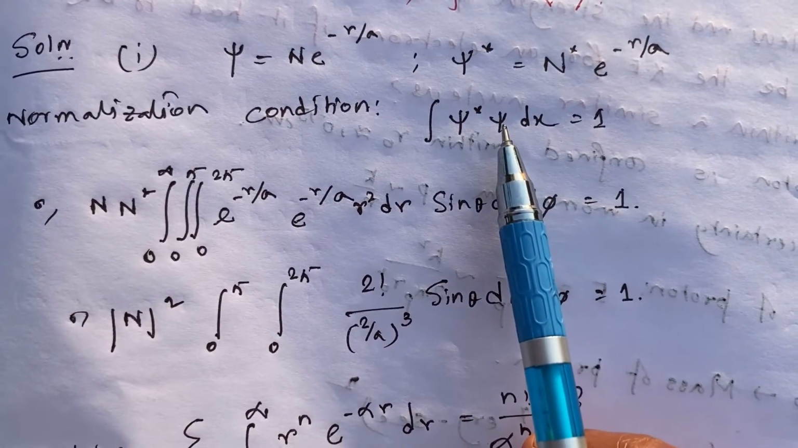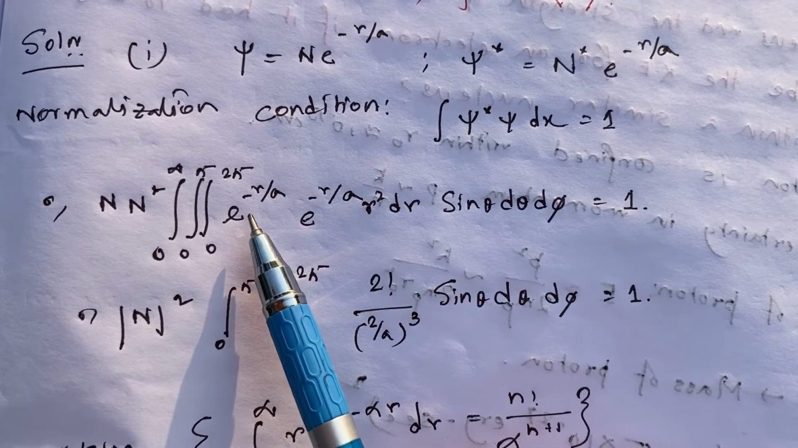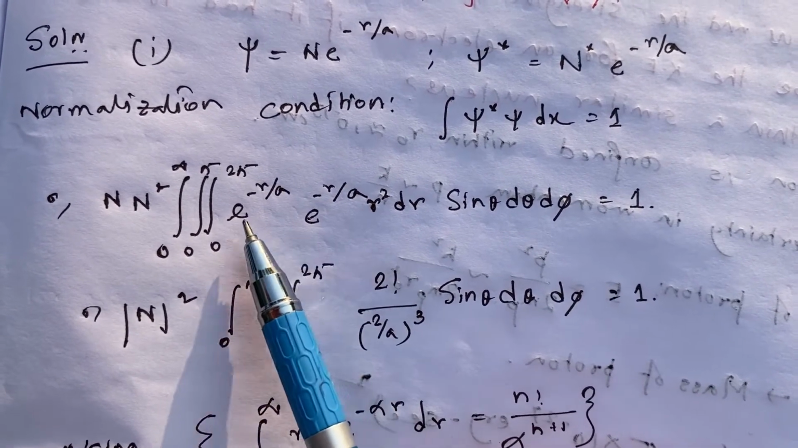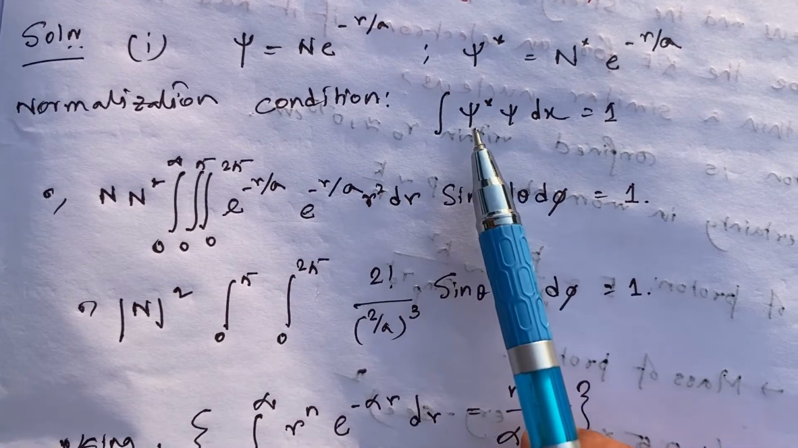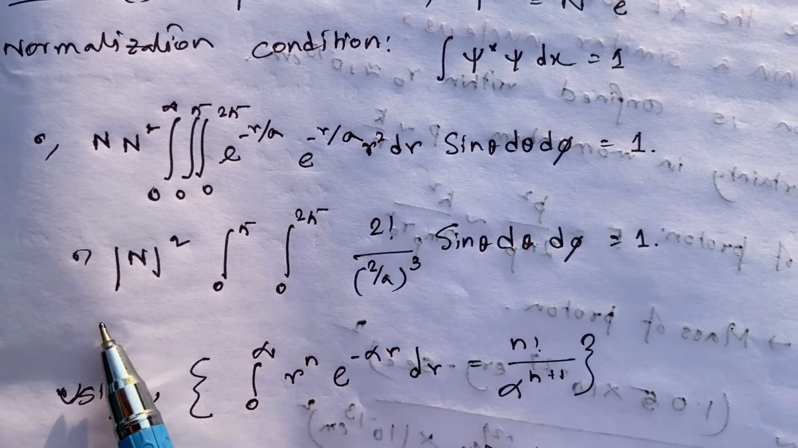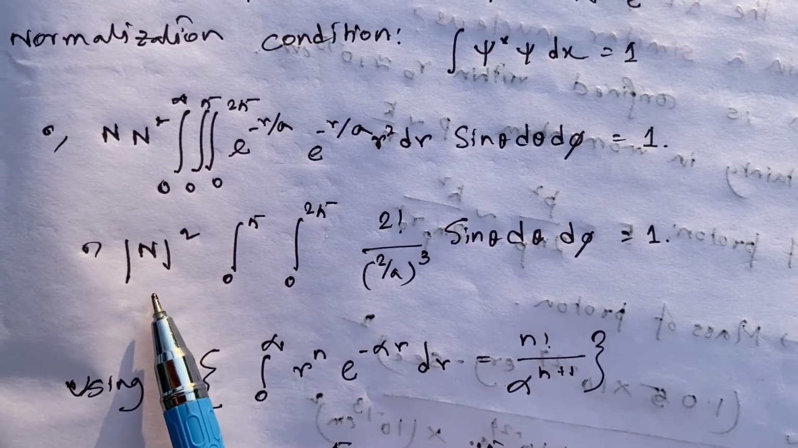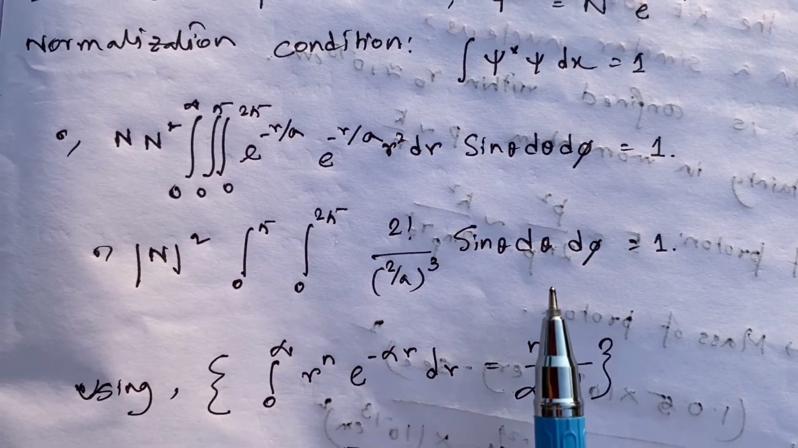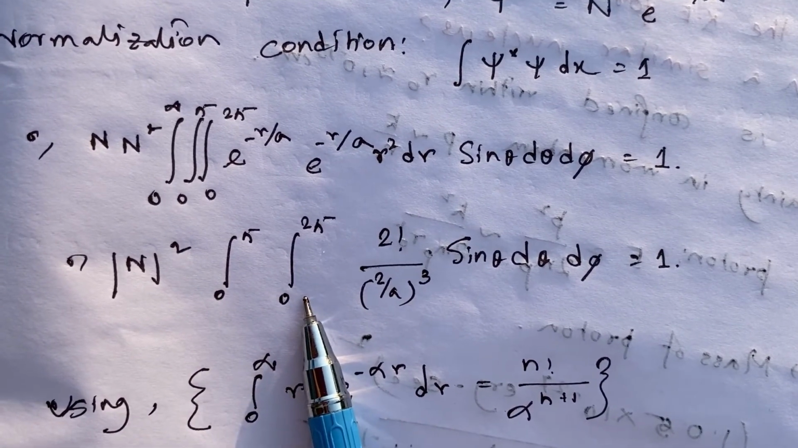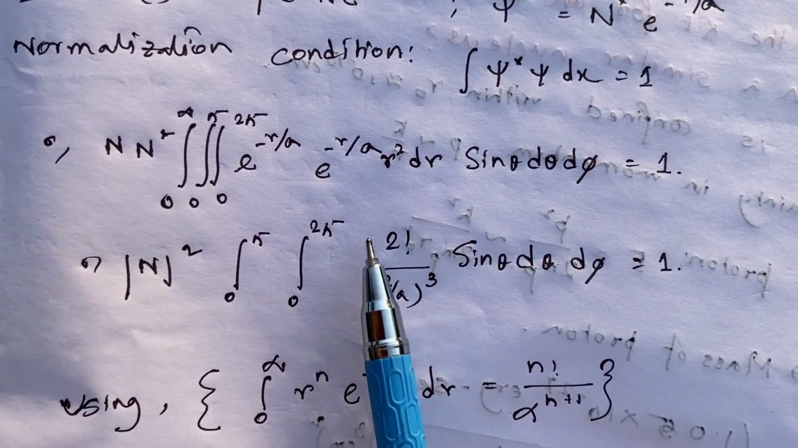N is for this psi, this N star is for psi star, e to the power minus r by a and e to the power minus r by a. These two terms came from these two expressions for the wave function psi. Now N multiplied with N star gives us N mod square. These are the limits of integration. These are the limits on theta. This is the limit on phi, the azimuth angle, and 0 to infinity is the limit of r.